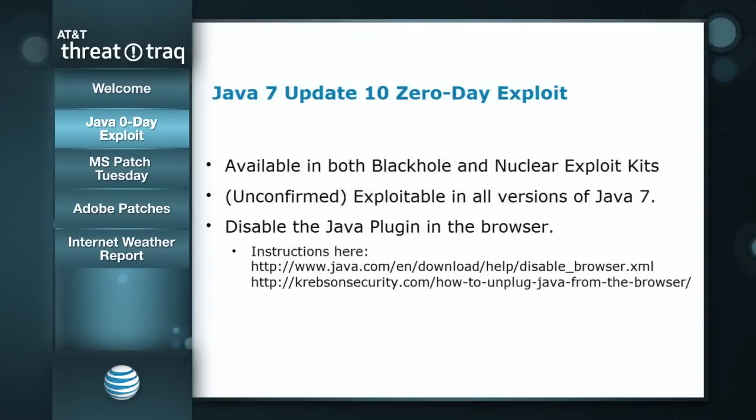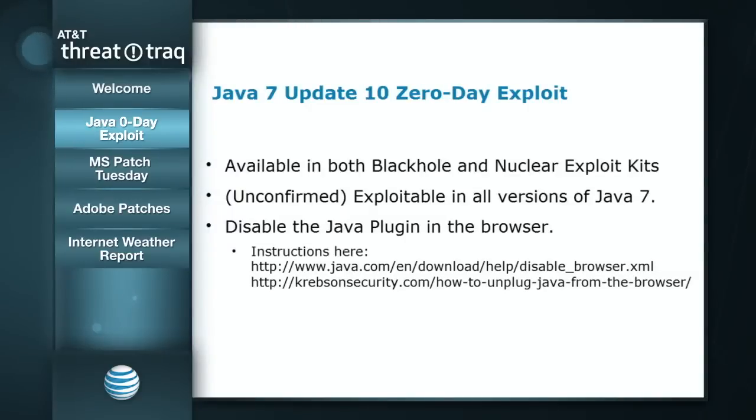It's already been instrumented in the Blackhole and Nuclear exploit kits. We've talked about the Blackhole exploit kit a lot on this program. There's a lot of malware that gets distributed via people who use it. The Nuclear exploit kit is different, a different person put it together, but it's a very similar kind of technology, a similar kind of toolkit. As I said, it's unconfirmed right now that it's exploitable in all versions of Java 7. We only know right now that it's definitely in Java 7 Update 10.